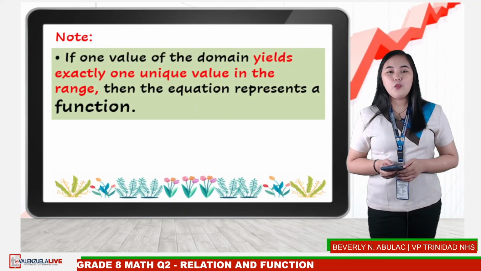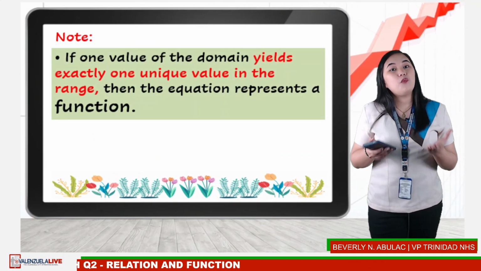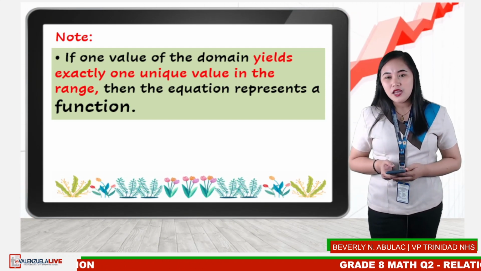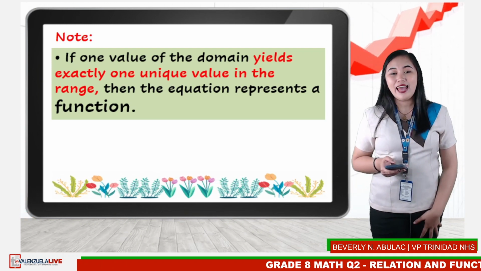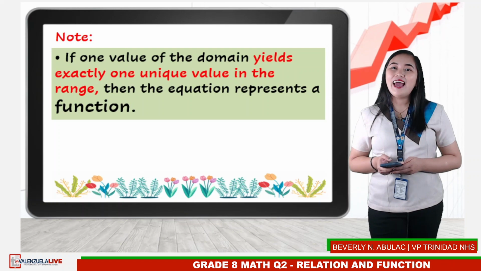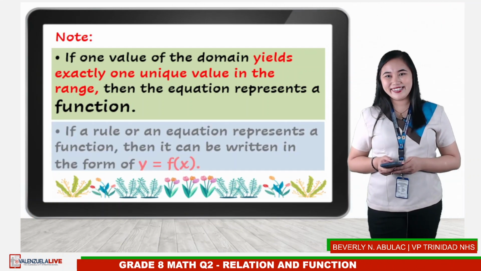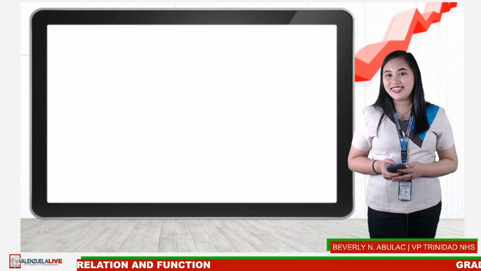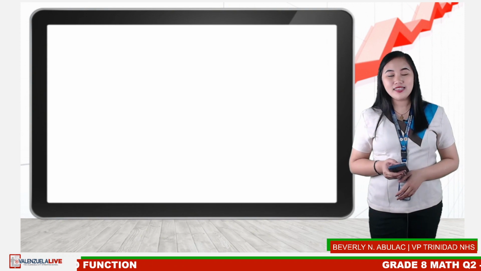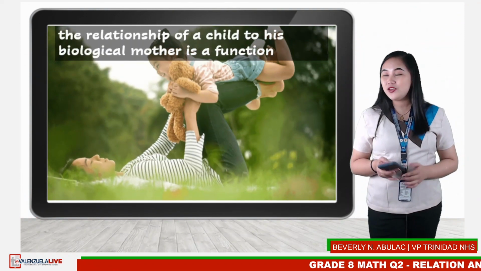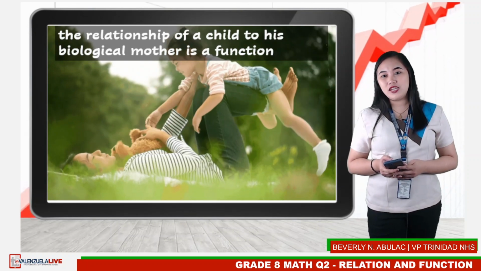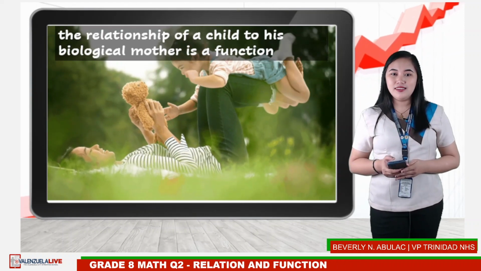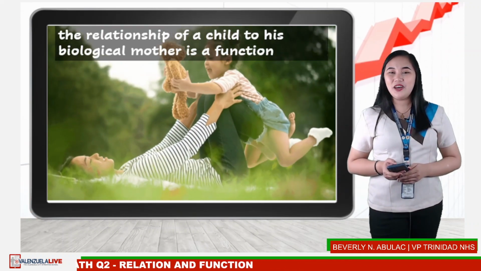Take note, if one value of the domain yields exactly one unique value in the range, then the equation represents a function. But if a rule or an equation represents a function, then it can be written in the form of y is equals to f of x. The rule of function is also evident in some real-life relationships. For instance, the relationship of a child to his biological mother is a function since there is no child that has two or more biological mothers. The relation is one-to-one, thus a function.